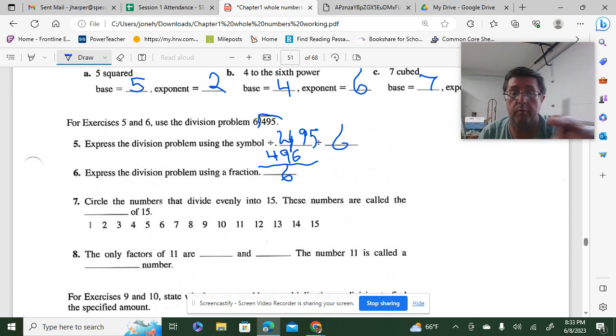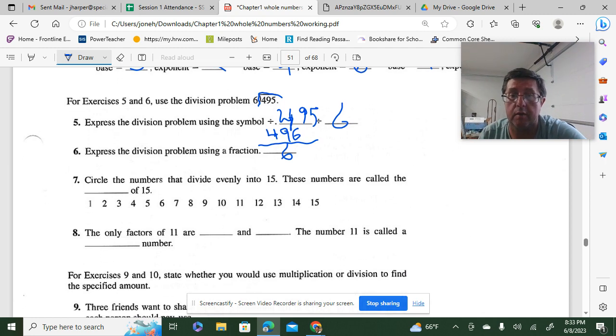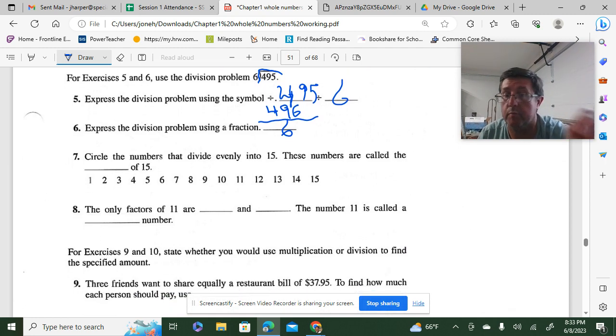So we've gone over this before when I was teaching you guys algebra, but I want to make sure that you guys are getting this. And if you guys have to pause the video to go back and do some of this stuff, feel welcome to do that. Okay, circle the numbers that divide evenly into 15.